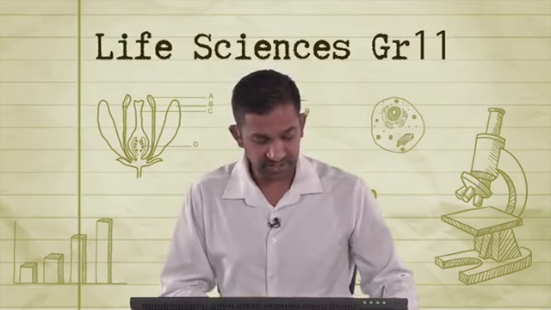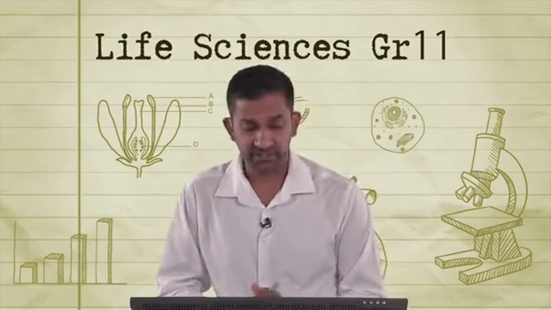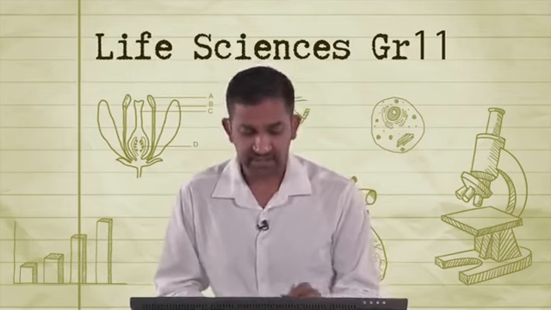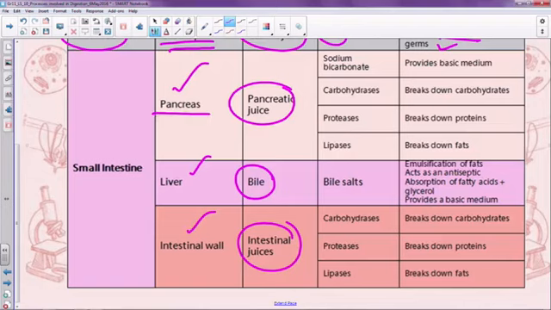Then we get onto the small intestine, in which the bulk of the digestion occurs. And here we see that the small intestine is supplied with enzymes, pancreatic juices from firstly the pancreas. It's also supplied with bile from the liver, and you've got your intestinal juices that come from the intestinal walls. So let's look at each of these separately. So what does the pancreas do? The pancreas provides sodium bicarbonate, and the function of sodium bicarbonate is to provide a basic medium.